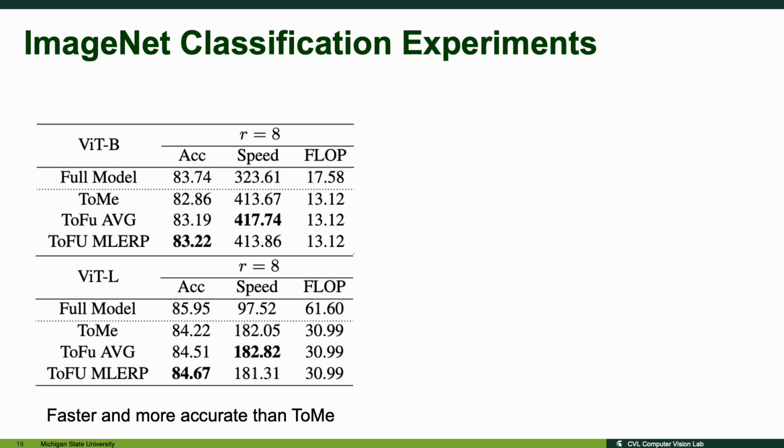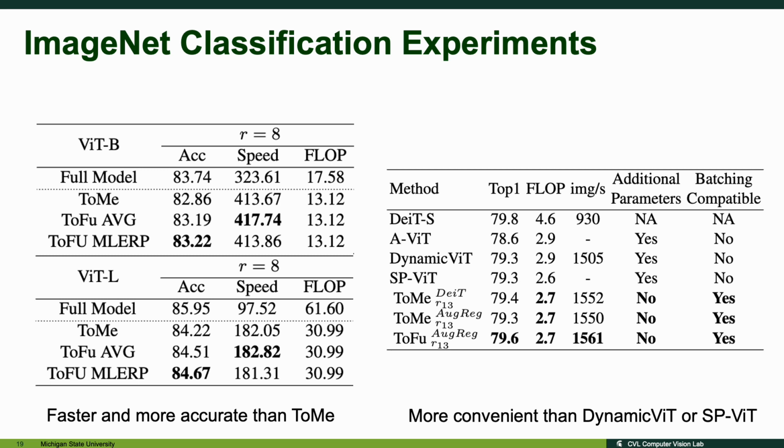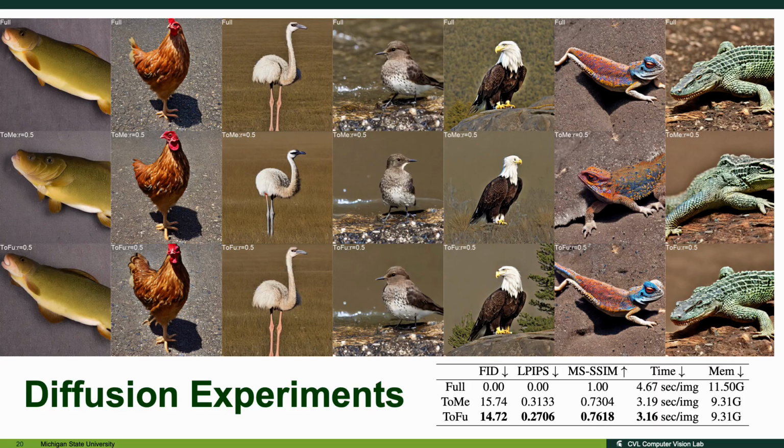The performance impact of our approach on ImageNet classification is illustrated on the left, showcasing two different sizes of vision transformer models. The second row demonstrates the effect of Token Fusion. The third row demonstrates the additional benefit when replacing average merging with MLERP merging. Token Fusion can also be used without additional training for convenience, and it can be used with batch dimension during inference for more efficient usage.